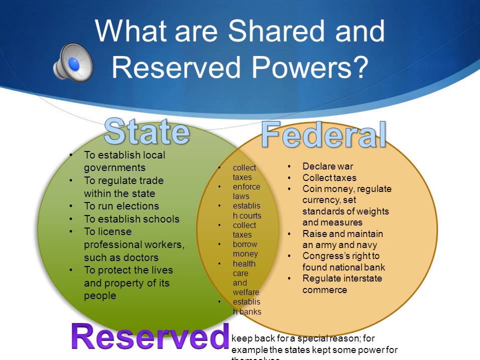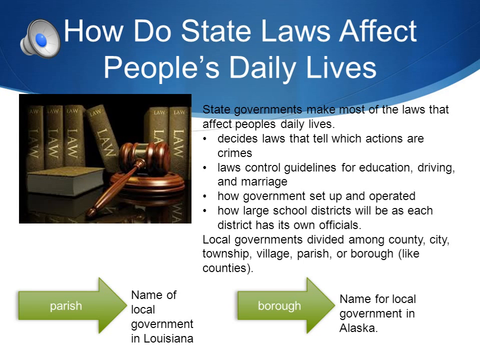How do state laws affect people's daily lives? Well, they make most of the laws that really do affect people's daily lives. They decide laws that tell which actions are crimes. Their laws control guidelines for education, driving, and marriage. For instance, the California high school exit exam is a state mandate, meaning that in order for students to graduate from high school now, they have to pass the California high school exit exam, and that is a state responsibility.